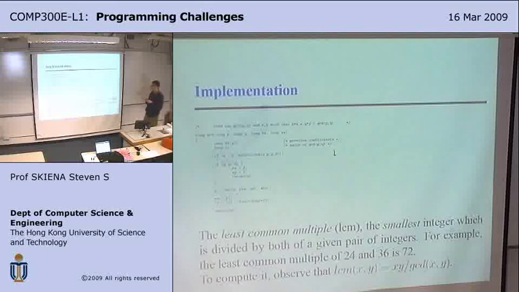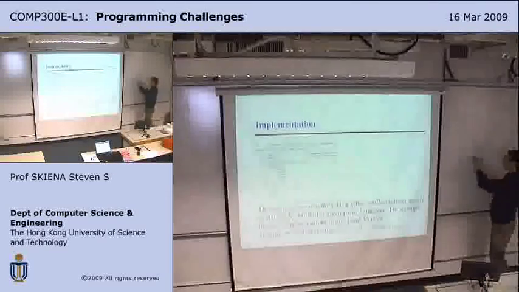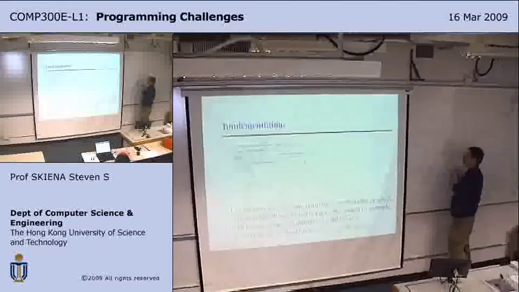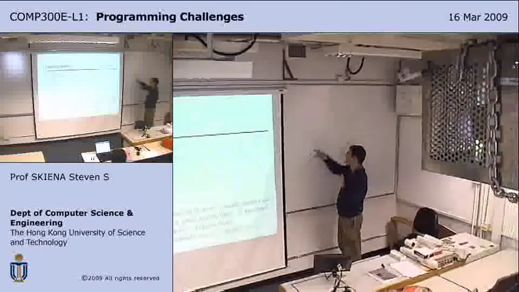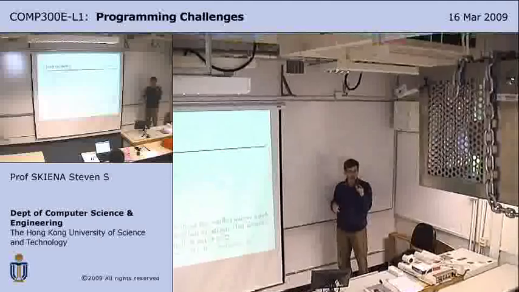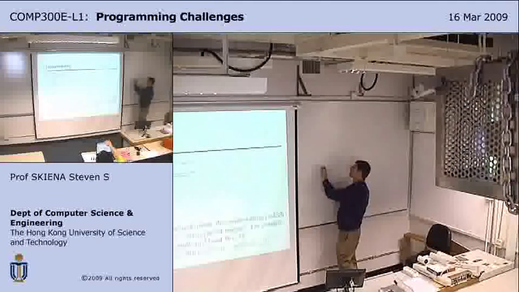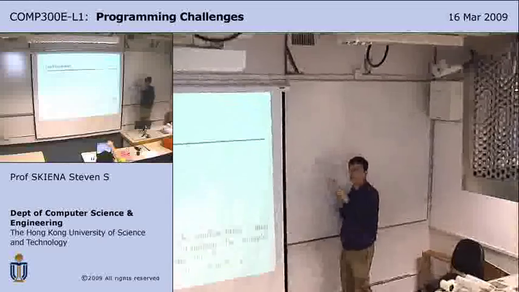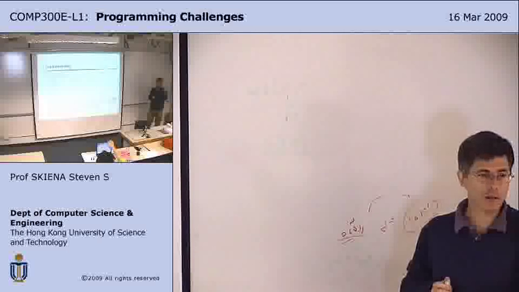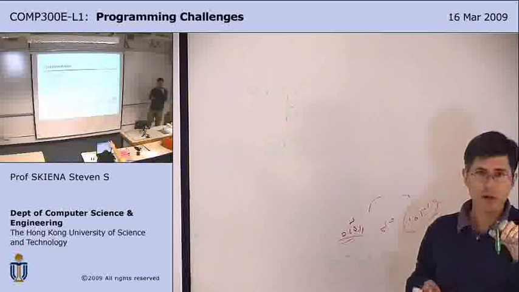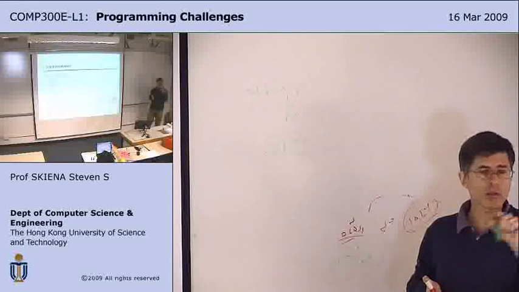The least common multiple. What's the least common multiple of two integers? If I want to find a multiple of two integers, I can just multiply them. The product of n times m is by definition going to be divisible by n and divisible by m. But what is the smallest integer with the property that it's a multiple of n and a multiple of m? That's what we call the least common multiple. How do we find it? Any ideas how you find this thing?